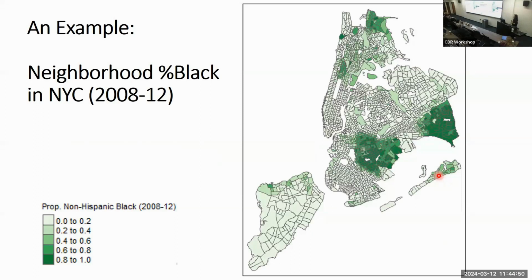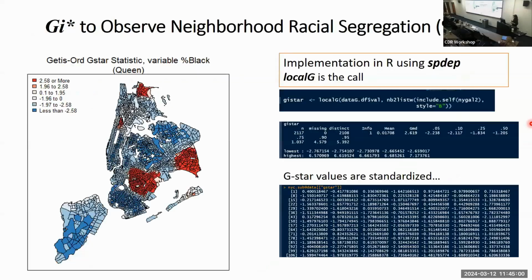Just using cut points, I can pretty much see where the hotspots are already. I can see very dark areas, places we would expect. But of course, we want to test this. And so to compute the G star, I am again going to use the Queen's first order criterion. I'm implementing this in R using the spdep package. Local G is the call, and val is my value, the neighborhood composition, which is proportion Black.